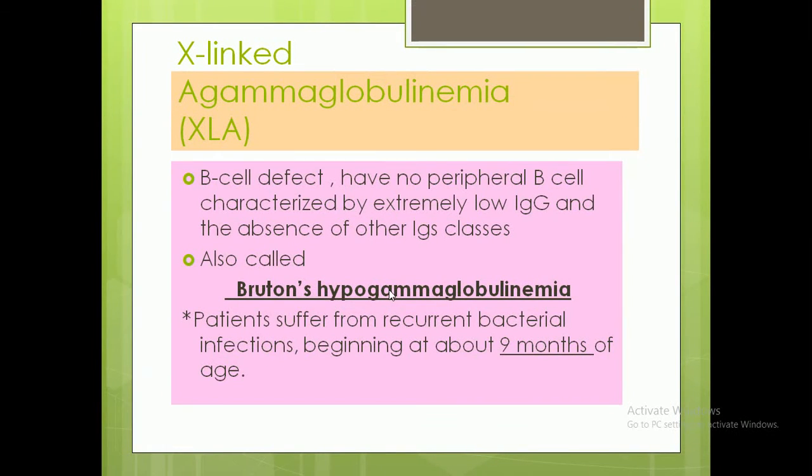Another disease is X-linked agammaglobulinemia, in which there is a defect in the B cell because there is absence of immunoglobulin and a low level of IgG. It is also called Bruton hypogammaglobulinemia, according to the name of the patient, Bruton. Patients suffer from recurrent bacterial infection beginning at 9 months of age, because the baby is protected from infection by antibodies received from his or her mother.